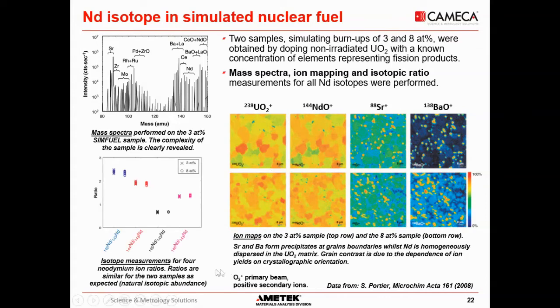And here, isotopic measurements have also been performed for the neodymium species. The ratios, of course, are similar for the two samples because it was a natural isotopic abundance. But it allows us to check any variation of isotopic ratio. And of course, after irradiation, the isotopic ratios can be very different from natural.